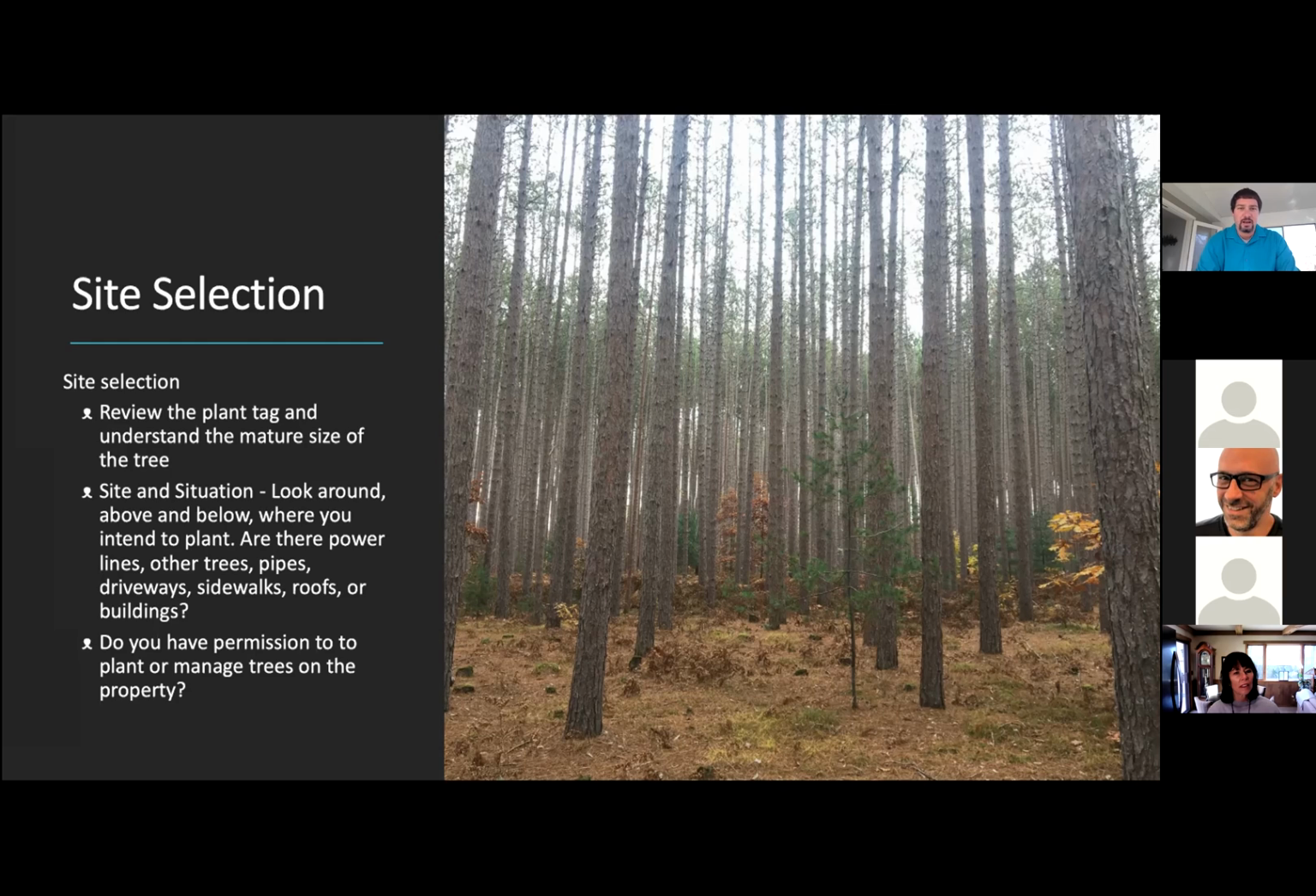When you get out and you're getting ready to plant, look around you. What's going on? Are we next to the house? Are we next to the driveway? Are we next to the sidewalk? Do we have power lines overhead? Do we have sewer lines underneath? Don't put a willow tree right by your septic system, because it's going to go to that water and it's going to cause all sorts of problems.